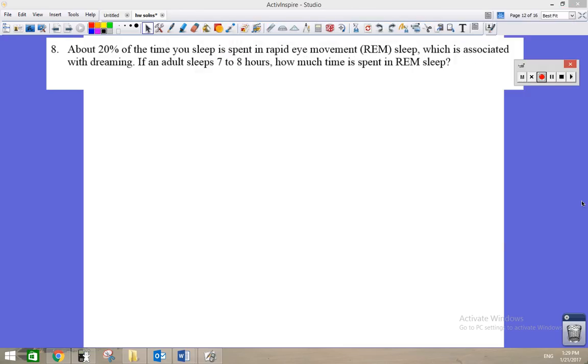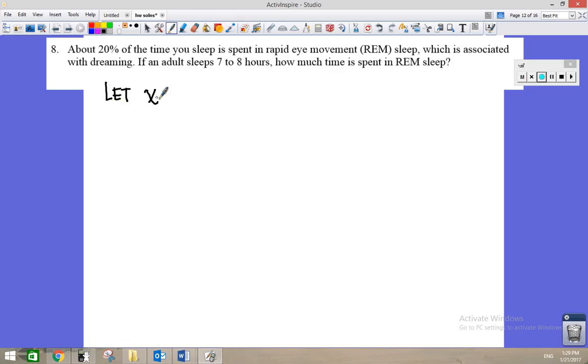Let's take a look at this problem number 8. It says about 20% of the time you sleep is spent in rapid eye movement, abbreviated REM sleep, which is associated with dreaming. If an adult sleeps 7 to 8 hours, how much time is spent in REM sleep? We want how much time is spent in REM sleep. That's going to be my variable.